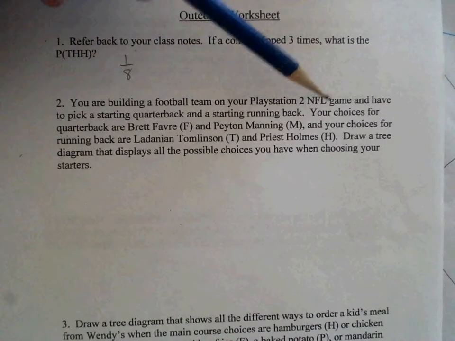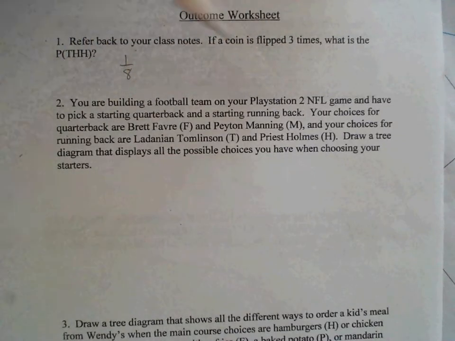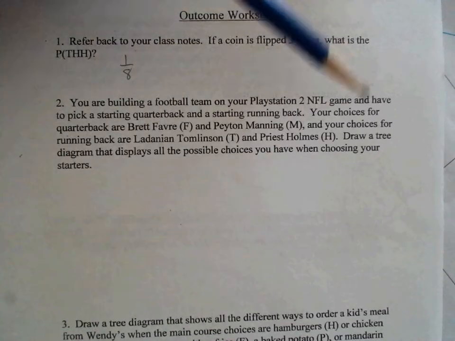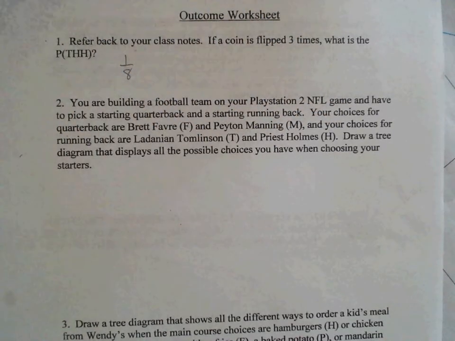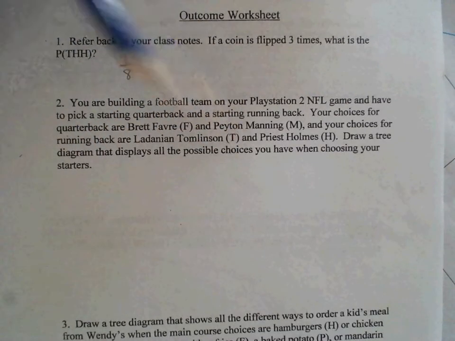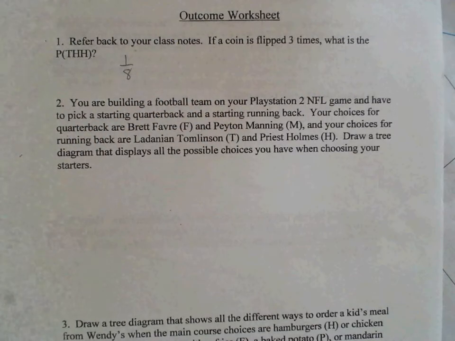It says you're building a football team in your PlayStation 2 NFL game, and you got to pick a quarterback and a running back. So your choices for quarterback are Favre and Peyton Manning, both of them are retired now. And your choices for running back are Tomlinson and Priest Holmes, who are retired now. So draw a tree diagram to display all the possible choices you have when choosing your starters.